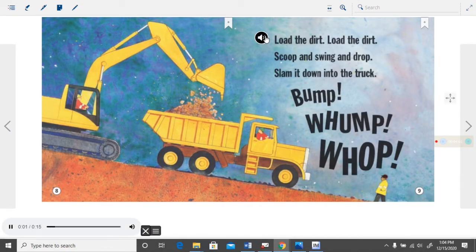Load the dirt. Scoop and swing and drop. Slam it down into the truck. Bump, whomp, whop.